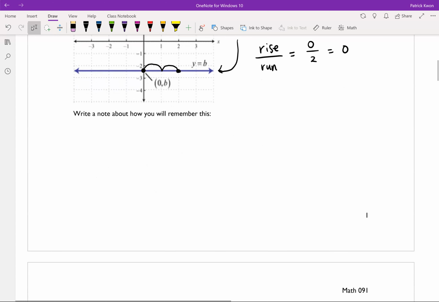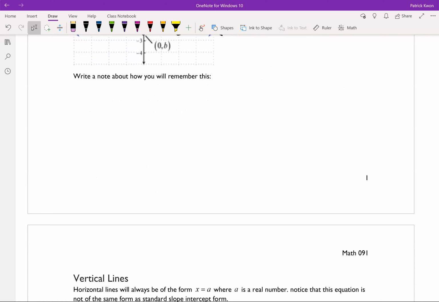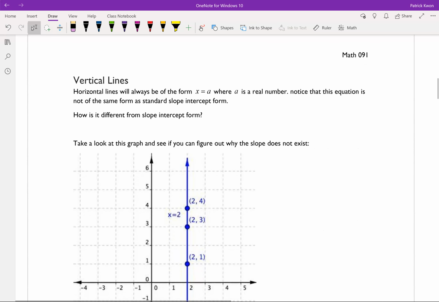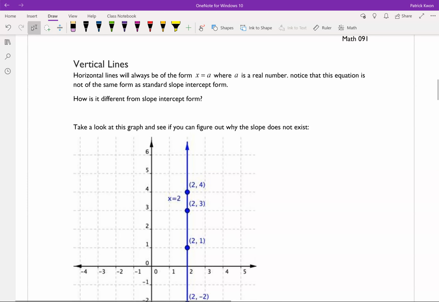So go ahead and write yourself a note about how you will remember this in your own words. Our next case or scenario is when we have vertical lines. Sorry, this is a mistake. That should say vertical.